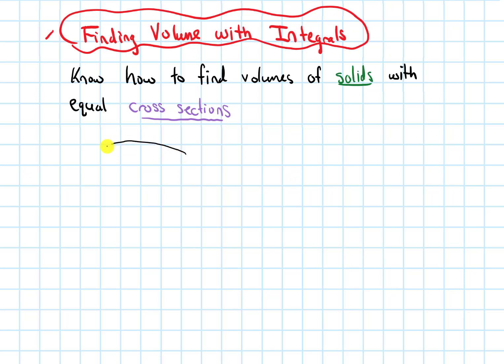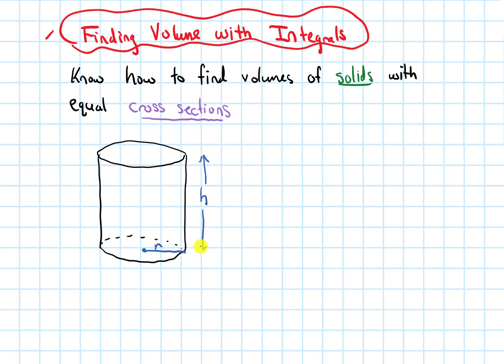One example is a cylinder. I have this circular base, and then I draw down, and then we have that circular base at the bottom, and I'll draw dashes at the back. This is the radius of the base, and this is going to be the height of the cylinder. If I were to slice this cylinder with a horizontal slice, we would get a shape like this. This is the cross section, and that cross section also has a circular shape.